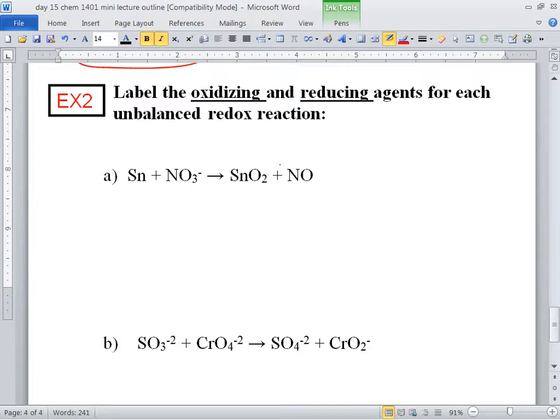Tin plus nitrate forms tin oxide and nitrous oxide. See if you can identify the oxidizing and the reducing agent.